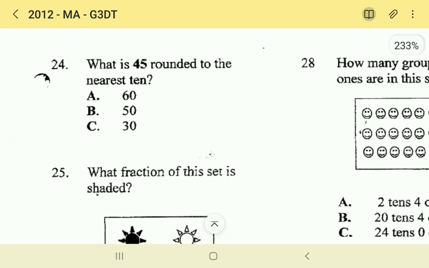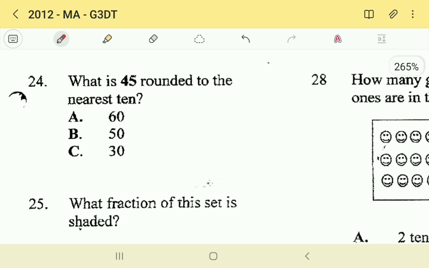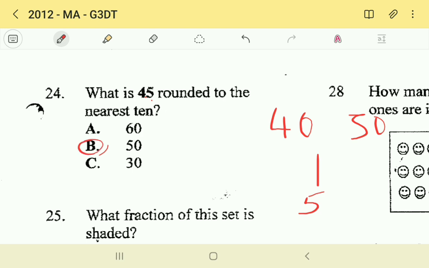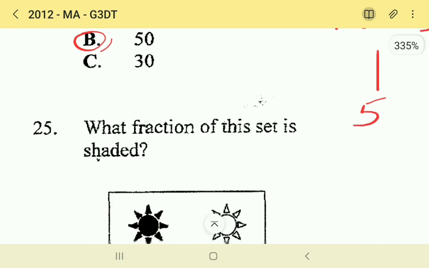What is 45 rounded to the nearest 10? So when you reach 45, is 45 closer to 40 or 50? Remember the halfway mark is 5. If it's 5 or more, you move to the next one. Because 45 is halfway there, you're going to move up to 50. So 45 is closer to being 50 than 40. So the answer is B. Moving on, remember I told you I'm going a little faster this time.